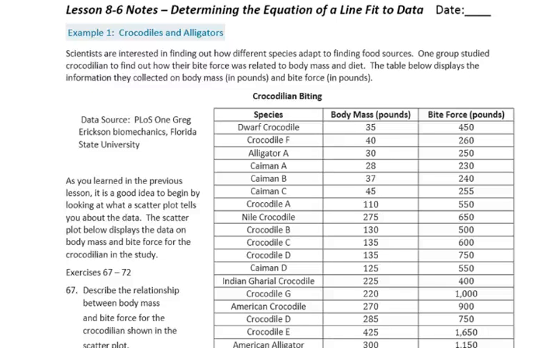Lesson 8-6 talks about, yesterday we put a line in the middle of the scatter plot. Today we're going to talk about finding the equation of that line that fits the data. In this chart here you see that there's crocodiles, different kinds of crocodiles, and how much they weigh and how hard they bite.